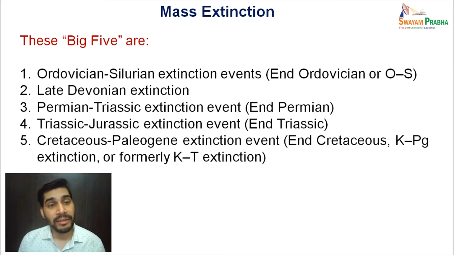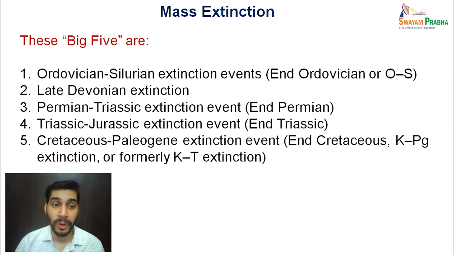These 5 big events are named as Ordovician-Silurian extinction events. Now all these extinction events have been named according to the geological time when they took place. So if they took place somewhere between Ordovician and Silurian, we call them Ordovician-Silurian extinction event, also called end-Ordovician or OS extinction.